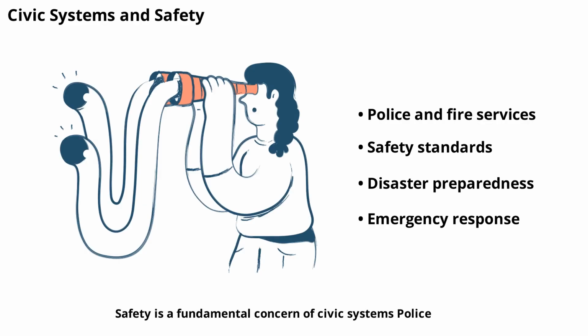Safety is a fundamental concern of civic systems. Police, fire departments, and emergency services work to protect people and property. Laws and regulations set standards for safety in public spaces, workplaces, and homes. Civic systems also promote disaster preparedness and coordinate responses to emergencies. By ensuring safety, civic systems create environments where people can live, work, and play without fear.